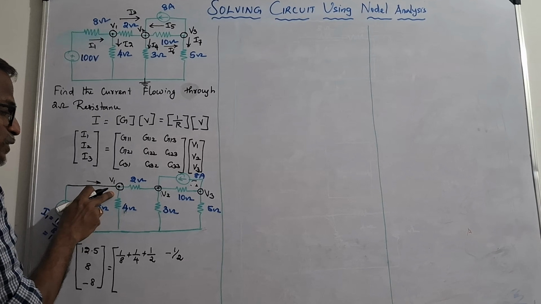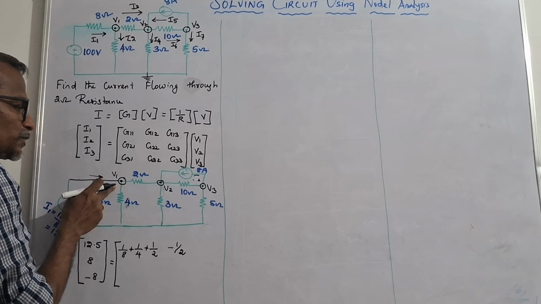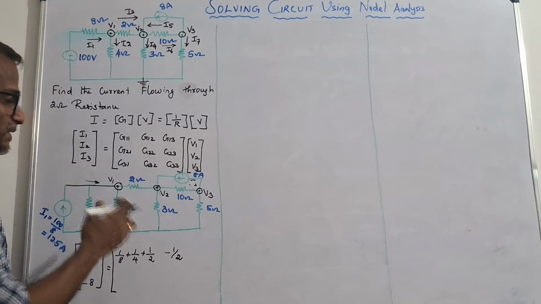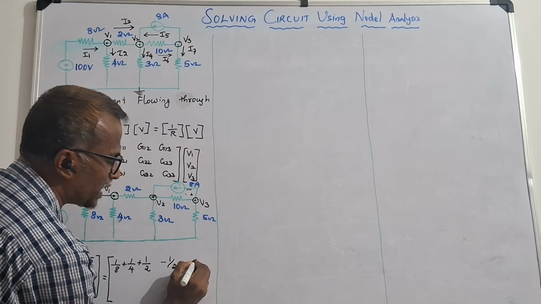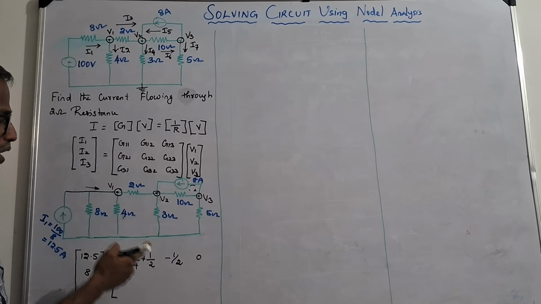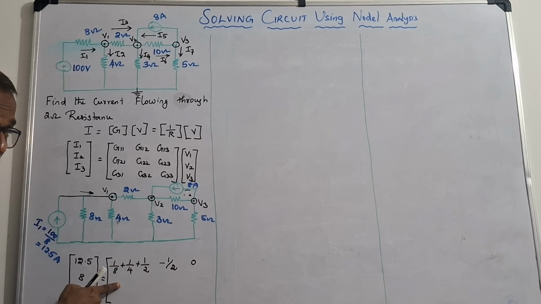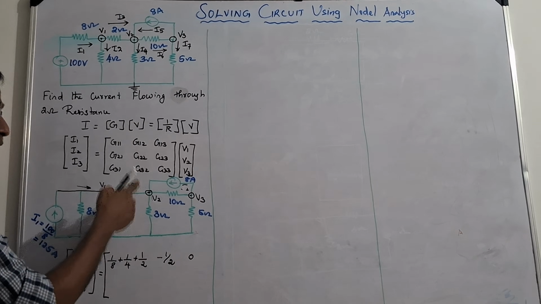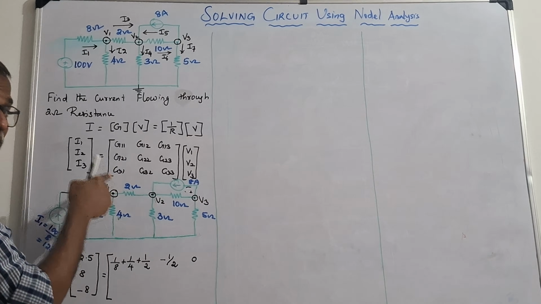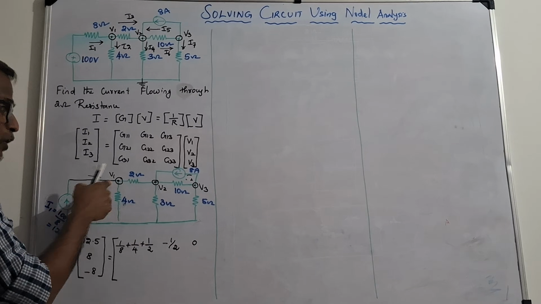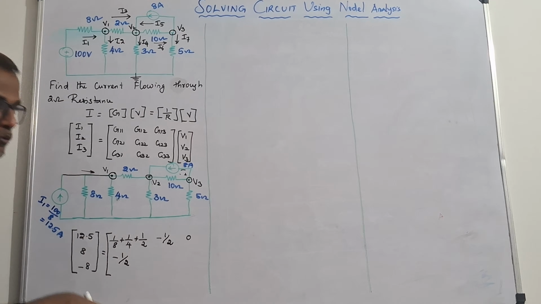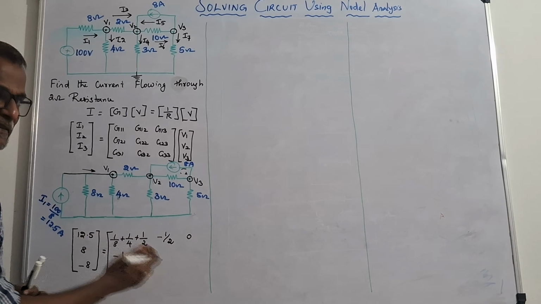Then G13 is nothing but first node and third node. Between first node and third node, there is no common conductance. So I have to write 0. Similarly, G21. G21 means what? The same value of G12 will come here. That means G21 is the conductance which is connected between first node and second node. So the resistance is 2 ohm. Therefore, conductance is 1 by 2. Right? The minus is as this is common.